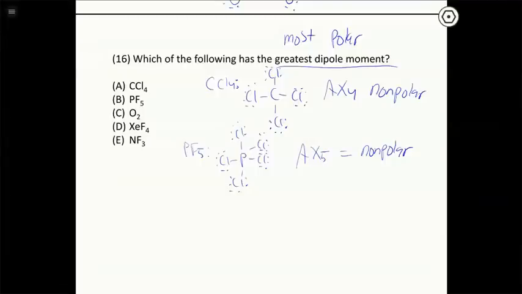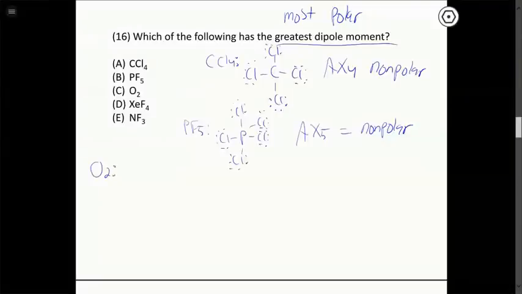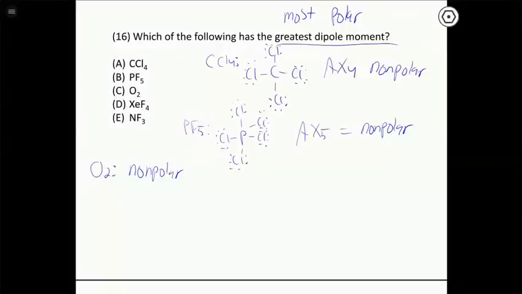All right, if we go to xenon tetrafluoride, we did xenon difluoride last time. I guess we skipped one, O2. All right, O2 we don't even have to consider. It's definitely going to be nonpolar. If we have diatomic molecules, that's a molecule that only has 2 atoms in it. If the 2 atoms are the same, it's nonpolar. If the 2 atoms are different, it's polar. We have 2 oxygens, so it's going to be nonpolar. We don't have to even think about it beyond that.